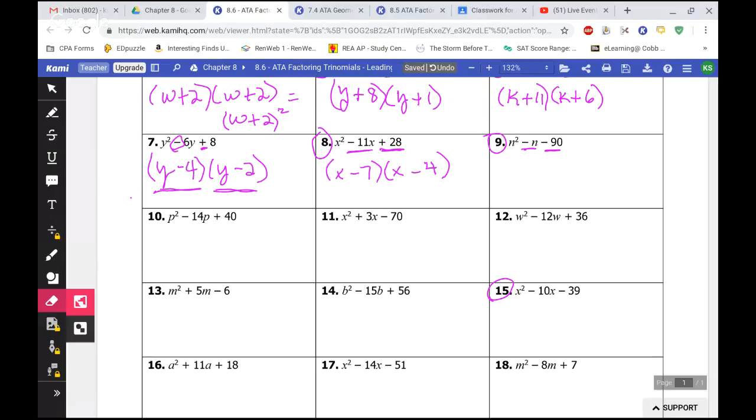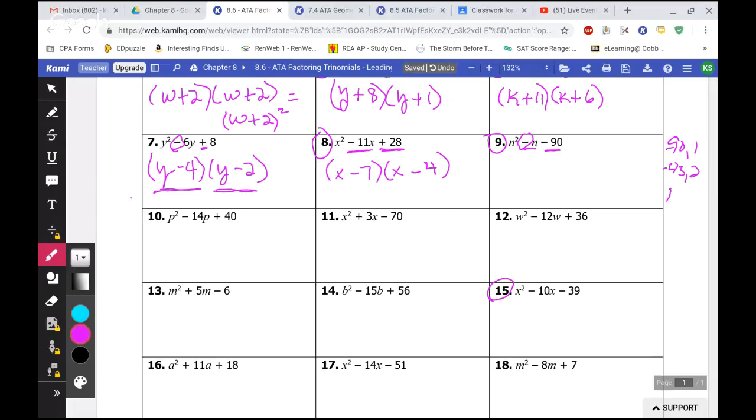90 and 1. Well, the bigger one I know has to be negative because that's this term right here. Well, that would give me a negative 89. So that one doesn't work. -45 and 2. That would give me a negative 43. So that doesn't work.